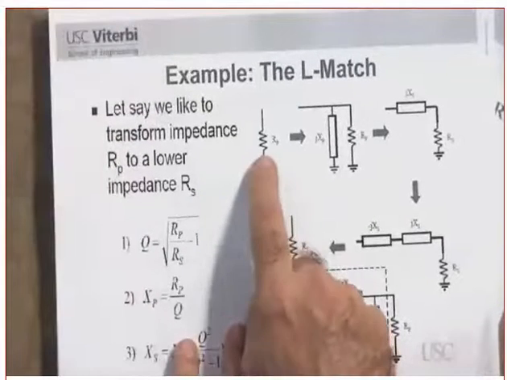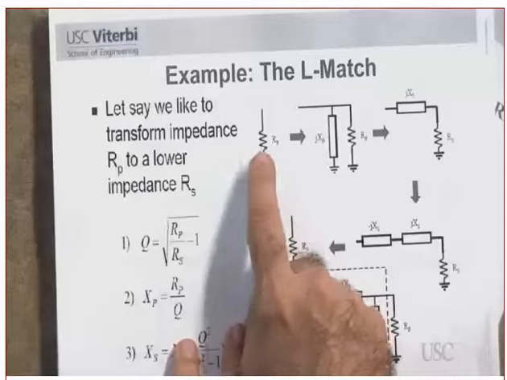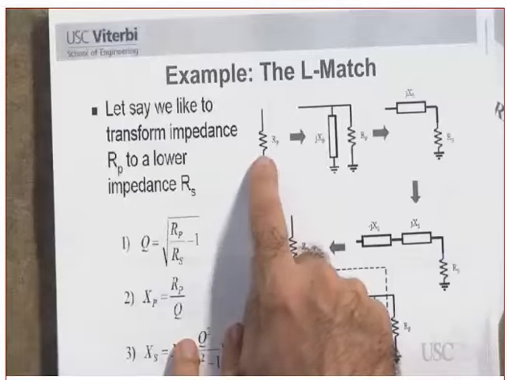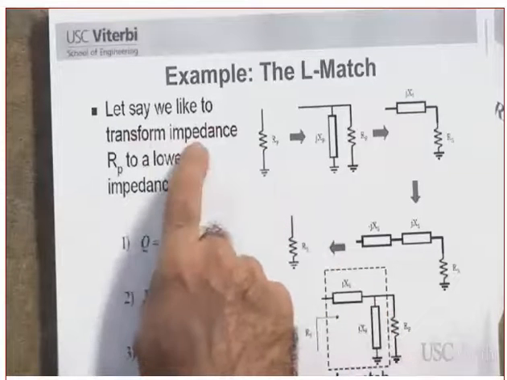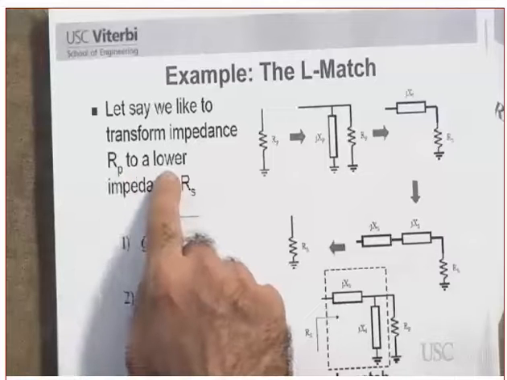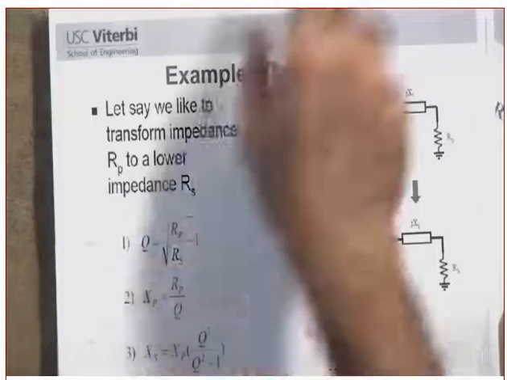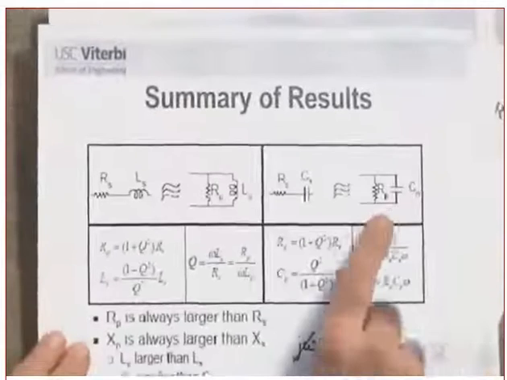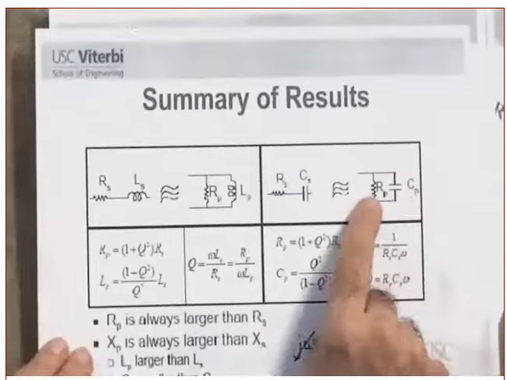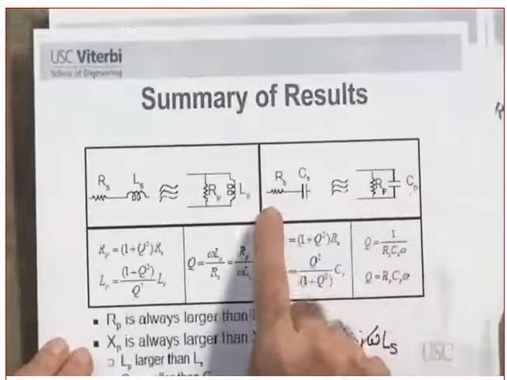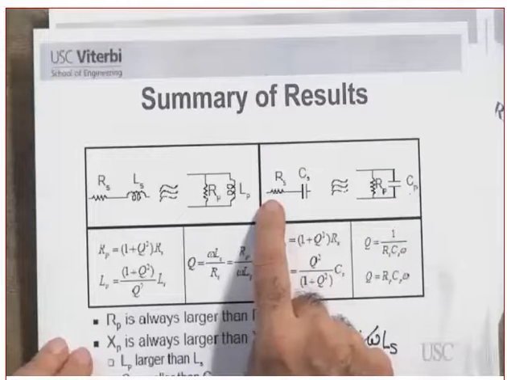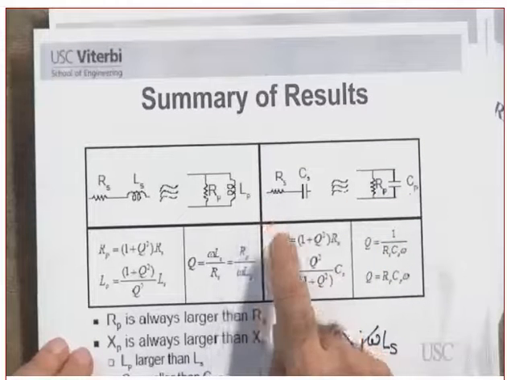What do I have? I have a resistor, which is RP. Yes? I want to transform the impedance RP to a lower impedance, RS. Help me. I have an RP, I want to match it to a lower impedance, RS. Yes?